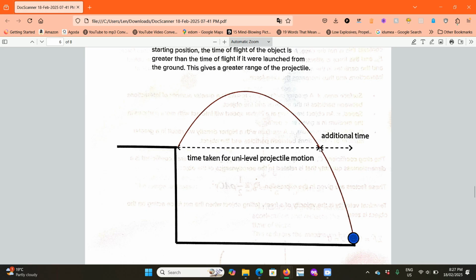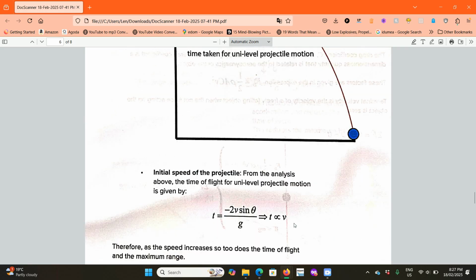But it is falling to something below it. So it keeps going. It has additional time to move. Therefore, it is going to land slightly further away. Time taken, yeah, uni-level projectile motion. So launching something from a higher position and letting it drop down to someplace below is going to give it a greater range.